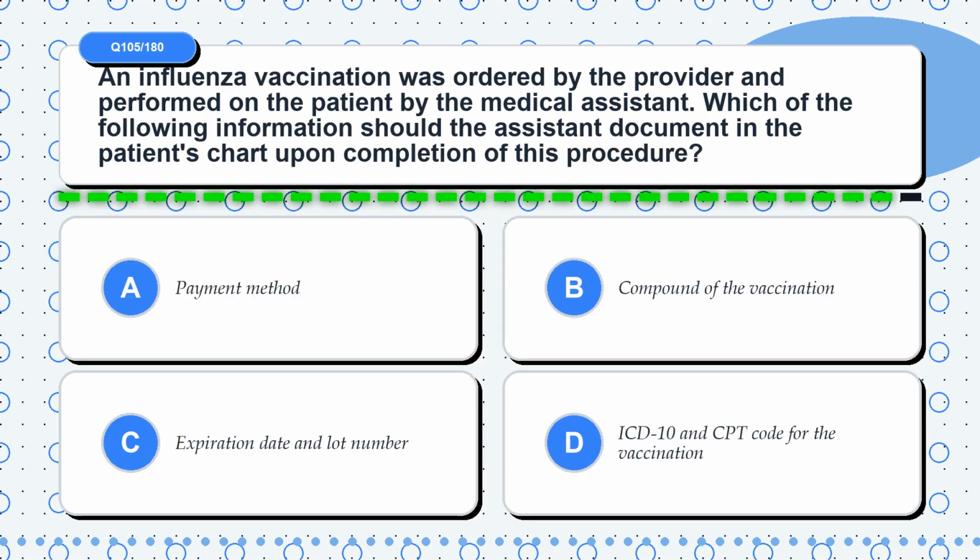Question 105. An influenza vaccination was ordered by the provider and performed on the patient by the medical assistant. Which of the following information should the assistant document in the patient's chart upon completion of this procedure? Here are the options. Option A, payment method. Option B, compound of the vaccination. Option C, expiration date and lot number. Option D, ICD-10 and CPT code for the vaccination.